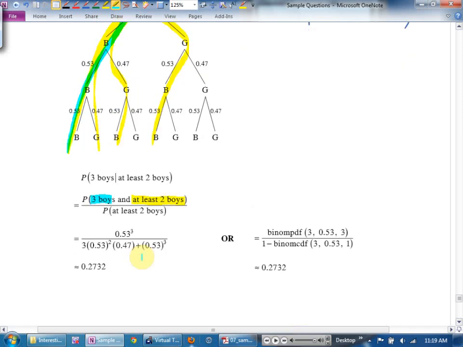2 out of 7. So given that B has occurred, you know you're in that circle there. What's the probability that A also occurred? 2 out of those 7.